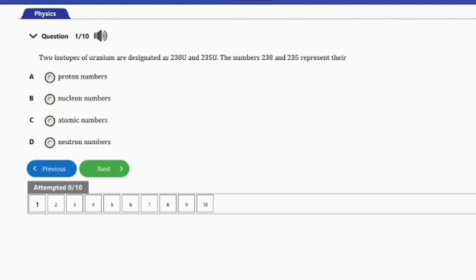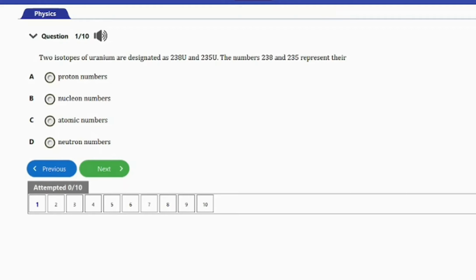It says, two isotopes of uranium are designated as 238U and 235U. The numbers 238 and 235 represent their A. Proton numbers, B. Nucleon numbers, C. Atomic numbers, D. Neutron numbers. So guys, the answer to this question is option B, Nucleon numbers. So let's go ahead and consider the next question, guys.